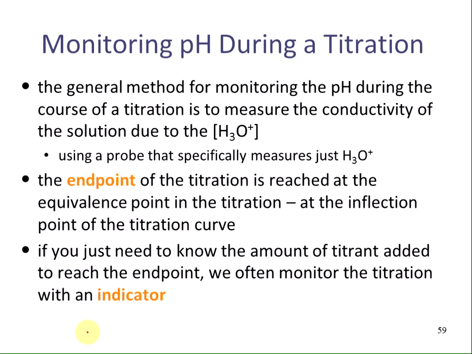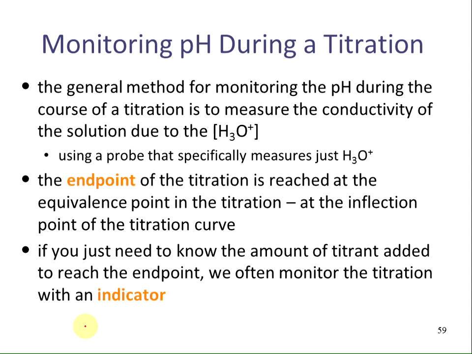So when we do these titration curves, we need to be able to monitor the pH. And the general method for monitoring the pH during the course of a titration is to measure the conductivity of the solution due to the hydronium ions. And this is done using a probe that specifically measures just hydronium ions. So this is what the pH meter actually does, and this is why that pH probe has that permeable glass membrane, and you have to be very careful not to let it dry out so that you don't destroy it, because the hydronium ions actually have to pass through there, and the pH meter is converting the conductivity that it measures into a concentration of the hydronium ions.